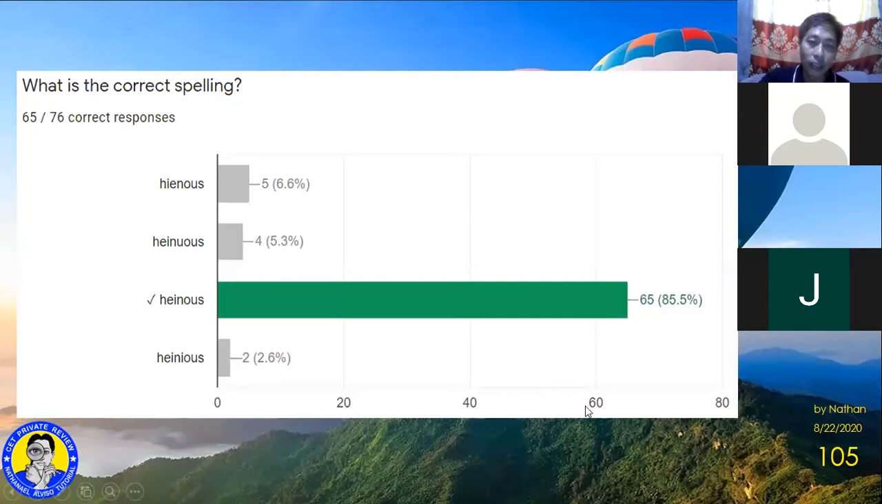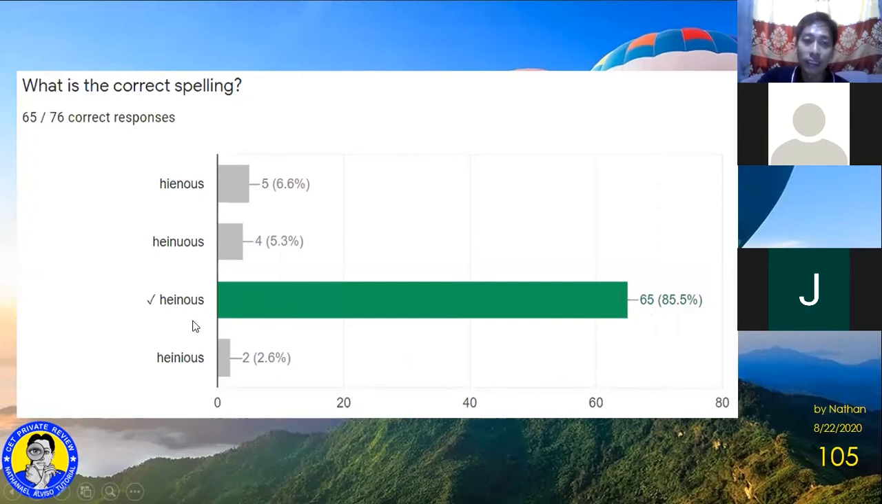Next spelling, heinous. Again, this is a simple word, but very confusing, and examiners will throw you these questions because it will give you the false sense of confidence that you got it, but actually they got you. Okay, but here you got it. Very good. 65 answered correctly.